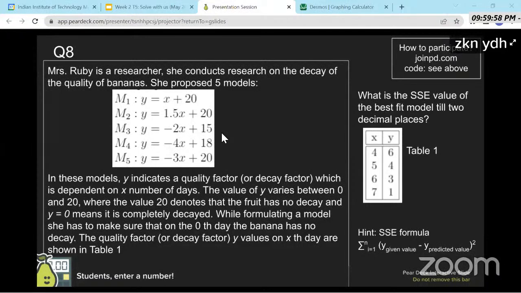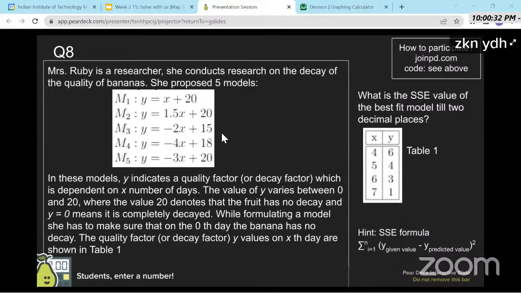Let's say this question number 8. Here it says Miss Ruby is a researcher. She conducts research on the decay of the quality of banana. She proposed 5 models. A data table is given here and 5 models are given. The normal way of doing it is to use this data, the y value, and the equation for different x, find the SSC value, and say whether model 1, 2, 3, 4 or 5 is fine. Whichever gives you the least value is the best fit model, and the corresponding SSC is your SSC value.